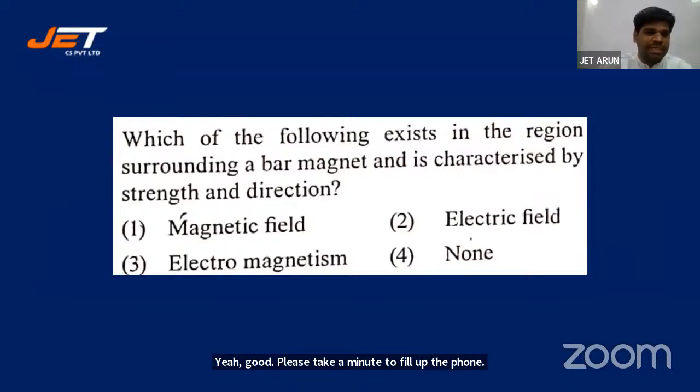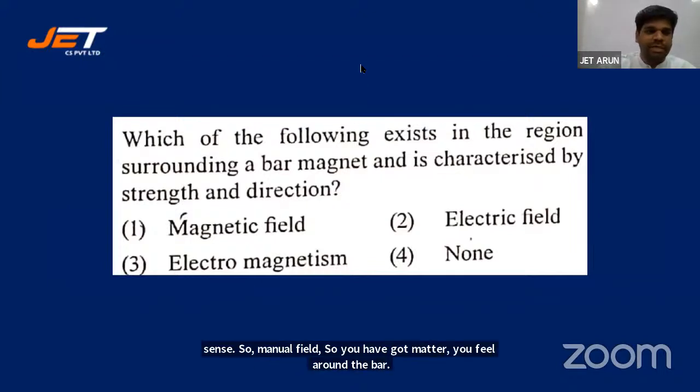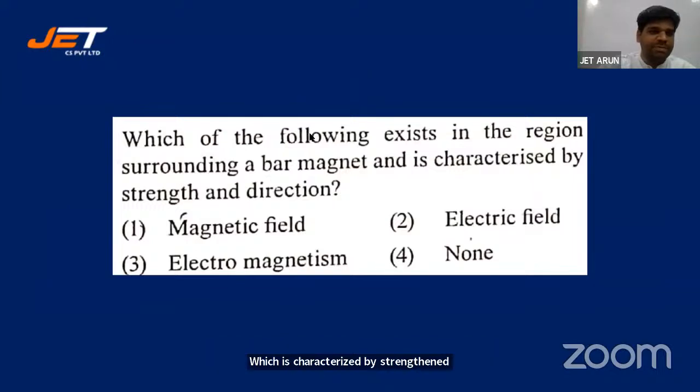Oh, before I read the question, I'm getting answers. That's okay. All right, there's a confusion also. See, which of the following exists in the region surrounding a bar magnet and is characterized by strength and direction? Around the bar magnet, we don't have electric field, students, and electromagnetism doesn't make sense. So magnetic field is present around the bar magnet, characterized by strength and direction. So option 1 is absolutely right, students.